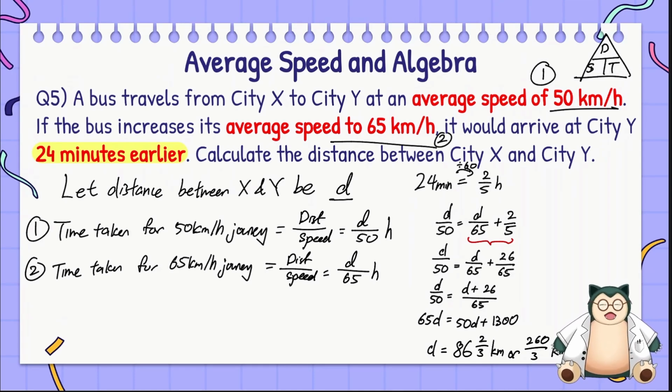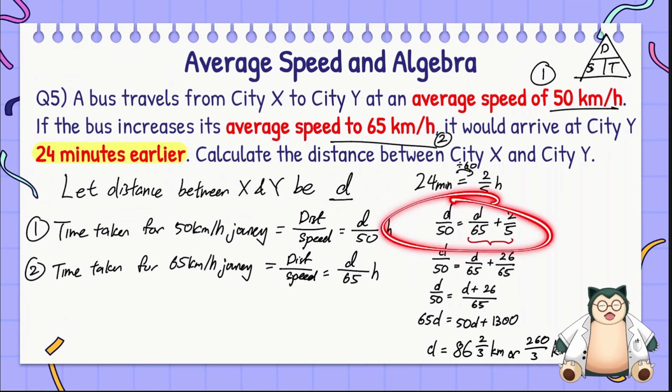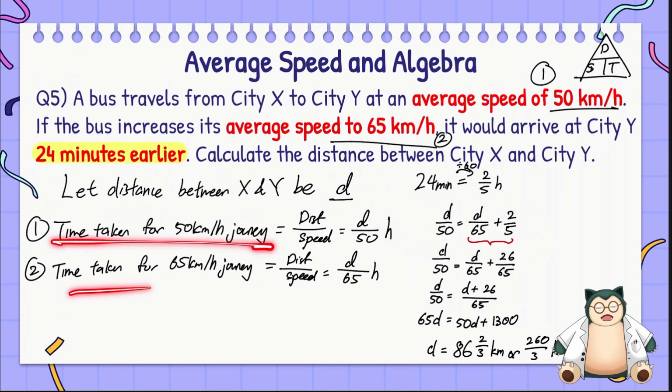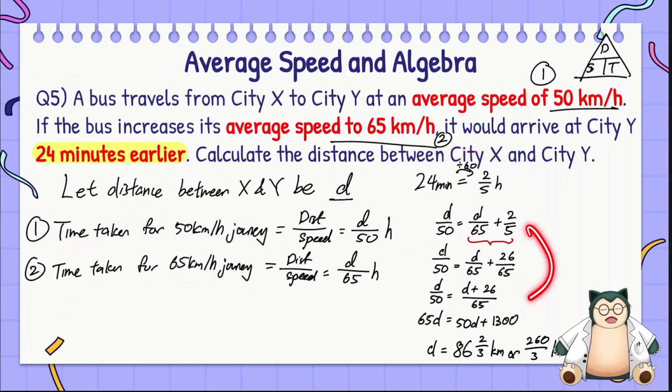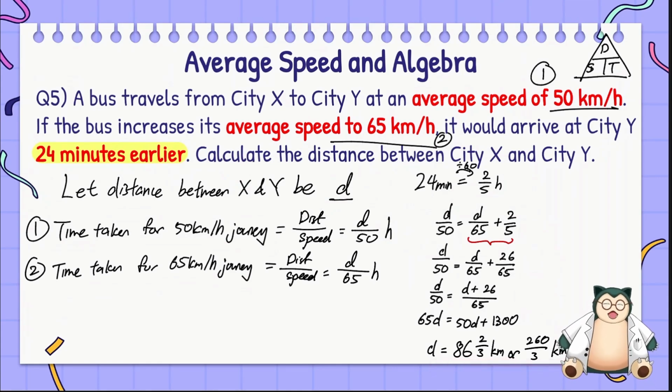But the main approach when we are targeting an algebra question is we must first state our unknown, which is the distance, and then we must find some way to form our algebraic equation to solve it. That is when you want to find the individual time taken for each journey, and then we got to add in our difference in time. That's how we form our algebraic equation. Using what we did in chapter 5, solving linear equations, we are able to get our final answer.